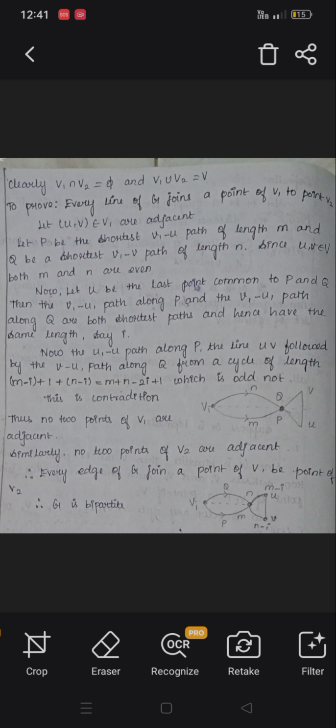Thus no two points of V1 are adjacent. Similarly, no two points of V2 are adjacent. Therefore, every edge of G joins a point of V1 to a point of V2. Therefore, G is bipartite.